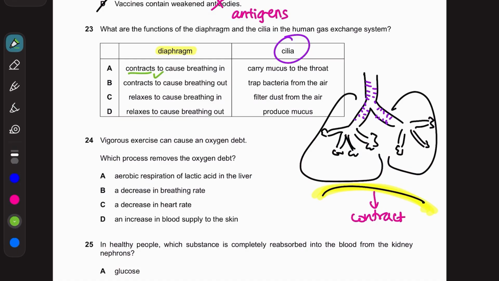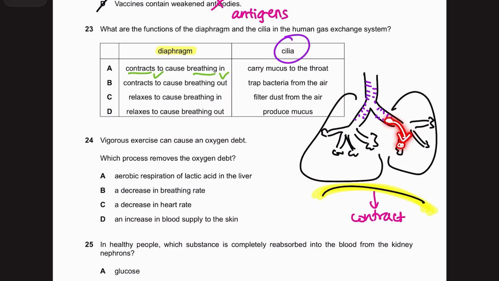And then breathing in, yes, it contracts when you breathe in, and it relaxes when you breathe out. Okay? And what does the cilia do? The cilia carries mucus to the throat. Yes, it does, because when there's some mucus here, like a clump of sticky stuff, you don't want this to go into your lungs because it's going to clog it up, and you're going to get infection, and you get pneumonia.